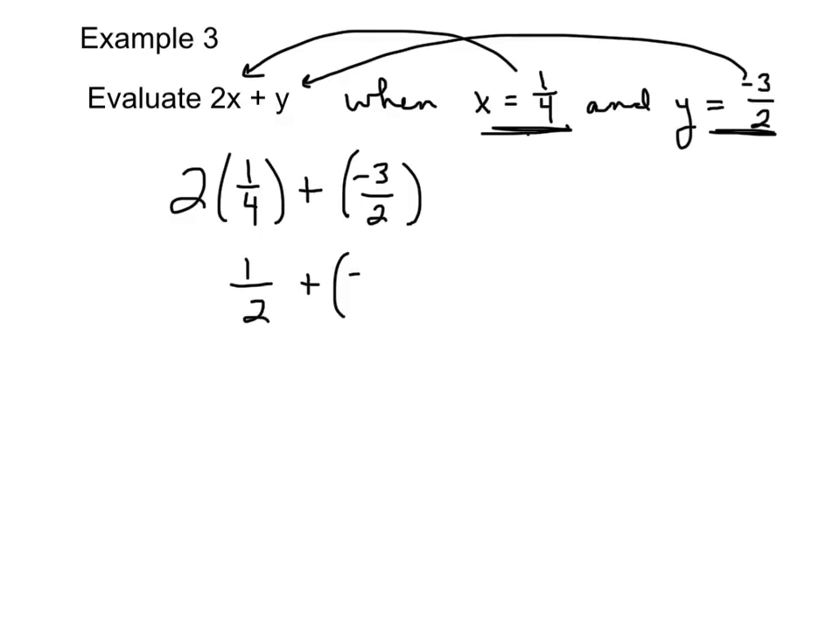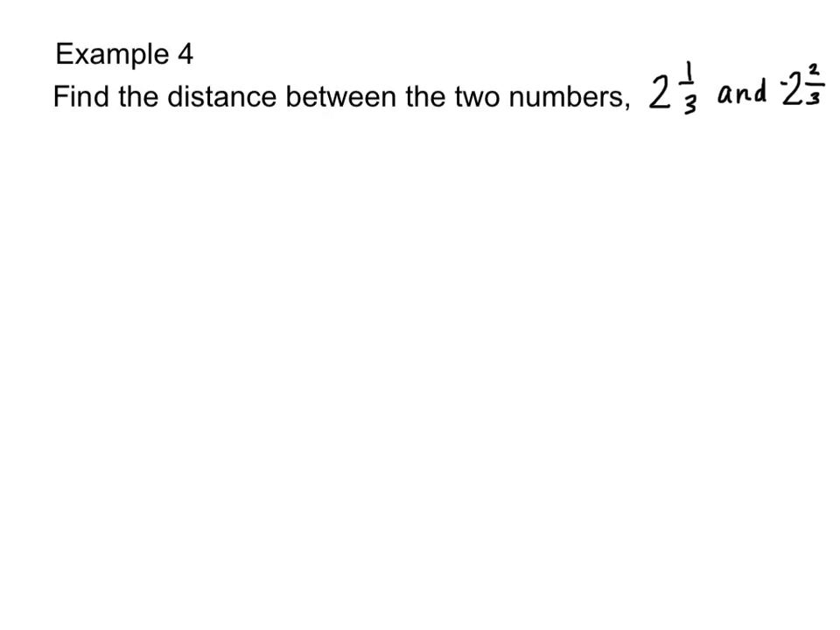plus a negative 3/2. Since they all already have a common denominator, we have a denominator of 2, so now all we do is 1 plus negative 3, or just 1 minus 3. 1 minus 3 is negative 2, and negative 2 divided by 2 gives us an answer of negative 1. Example 4. Find the distance between two numbers on a number line.